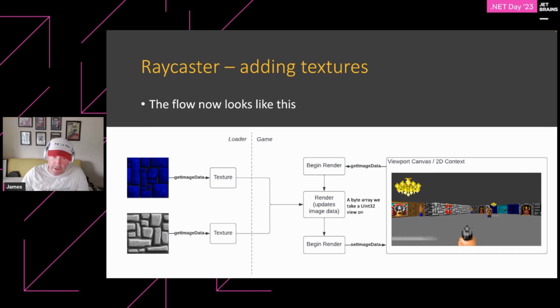And every time we render, when we begin a render, we get the image data from the canvas. So in the canvas, you can get the underlying image data out of it. And when I do this in .NET, I do exactly the same. I just create a byte array, a UINT32 array, and use that as a texture. But we'll come to that later if we have time.